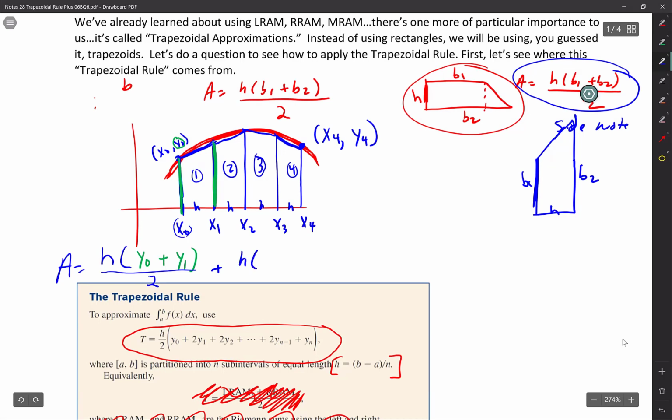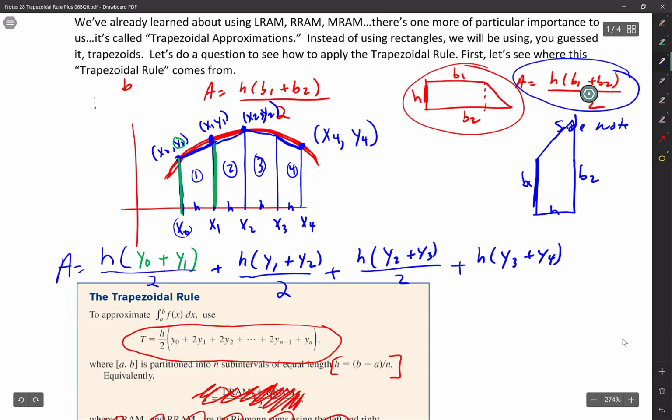Plus h, parenthesis. Now for trapezoid 2, it's the second green line, which is the first base of trapezoid 2. So that's going to be y1 plus y2 divided by 2. Does everyone see where I got that? No? Okay. This coordinate way up here is x1 comma y1. And this coordinate here is x2 comma y2. So y1 is the value of my first base, and y2 is the value of the second base. Plus h parentheses, the third one, it's going to be y2 plus y3 over 2. Plus finally the fourth one is going to be h times y3 plus y4 over 2.